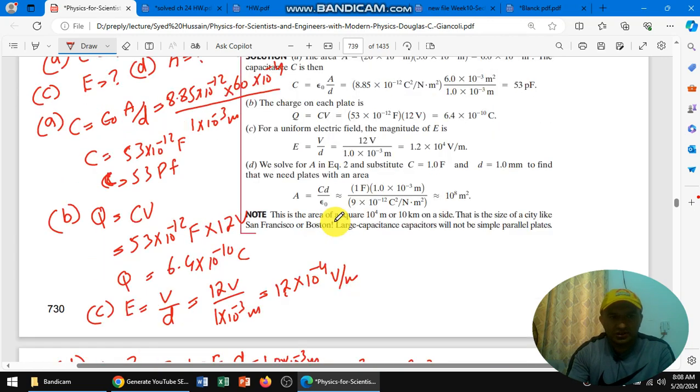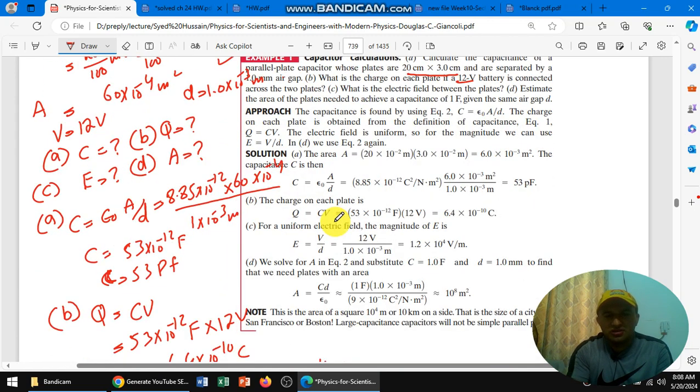Okay, thank you. In this example you just need to remember the formulas. The capacitance formula, C is equal to epsilon naught A over D, Q is equal to CV, E is equal to V over D, and C is equal to the same equation.